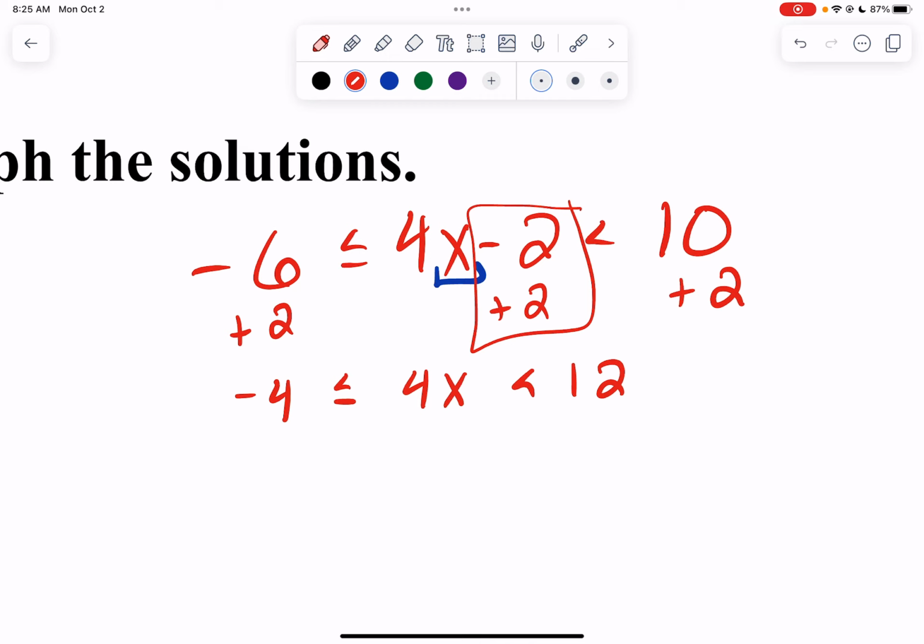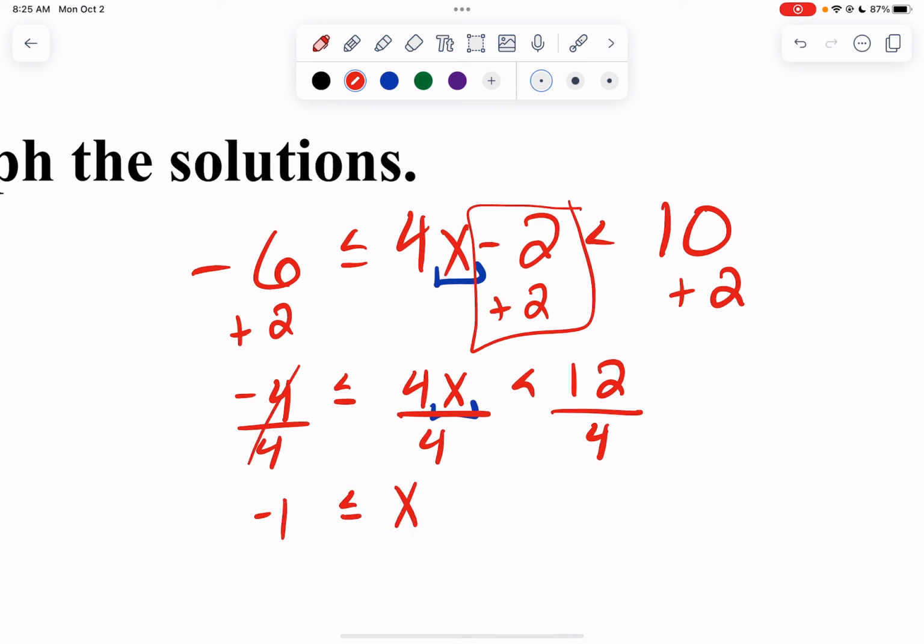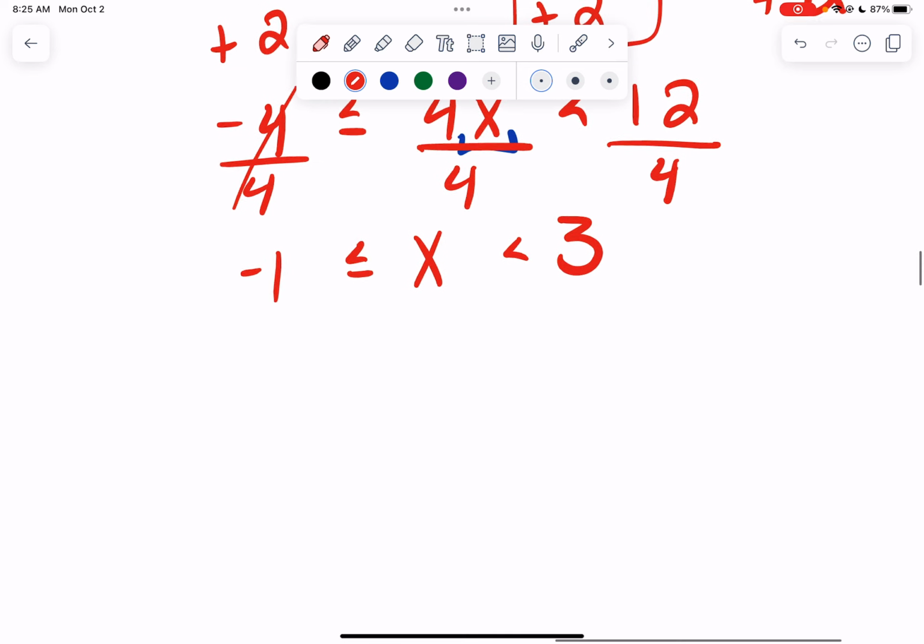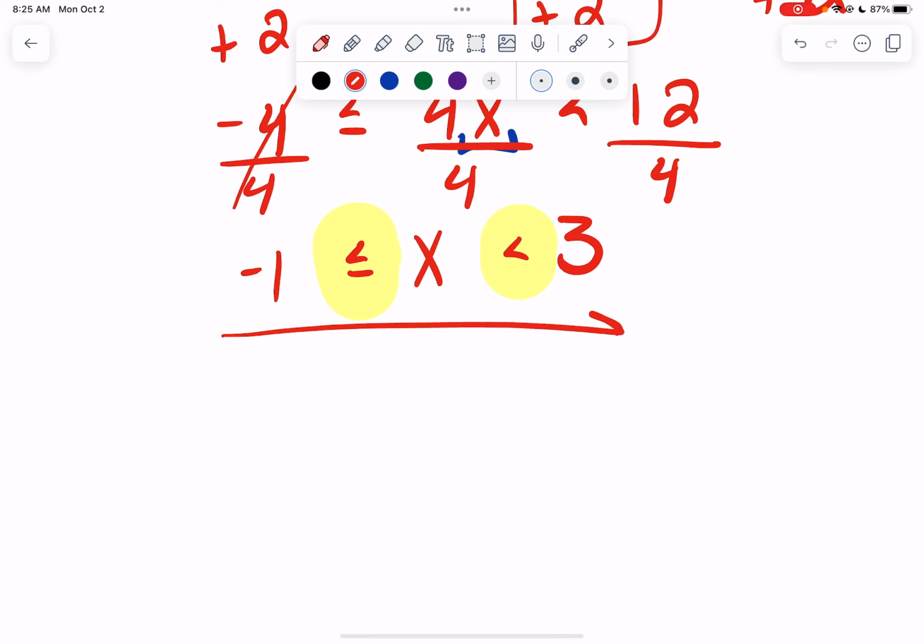Again, I want to get this x term in the middle by itself. Right now it's multiplied by 4, so I have to divide by 4, again all three terms. Negative 4 divided by 4 is negative 1. 4 divided by 4 is 1. 12 divided by 4 is 3. I can tell from my answer, double check my inequalities, they're going the same way. They're both less than. It goes least to greatest.